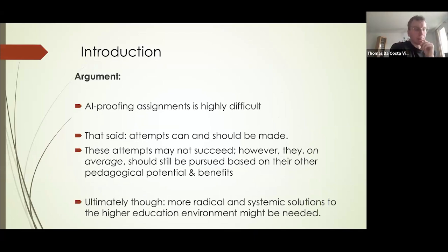First, I'm going to argue that AI proofing assignments in politics and IR is quite difficult, even highly difficult. That said, attempts can and should be made to AI proof our assignments. These attempts may not succeed, but on average, I believe that they should still be pursued because they might have some results. And from experience, they do have some positive results, not just for AI use, but for pedagogical innovation more broadly. So they have pedagogical and other benefits that we should pursue anyway. So that's another way of seeing it.